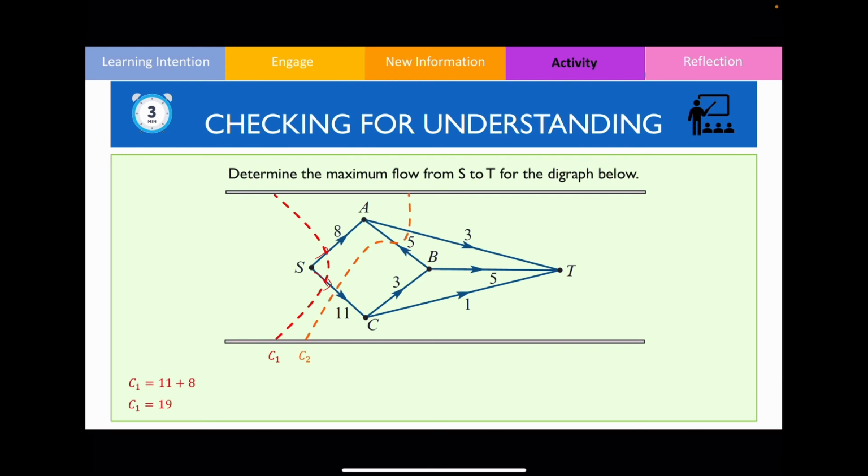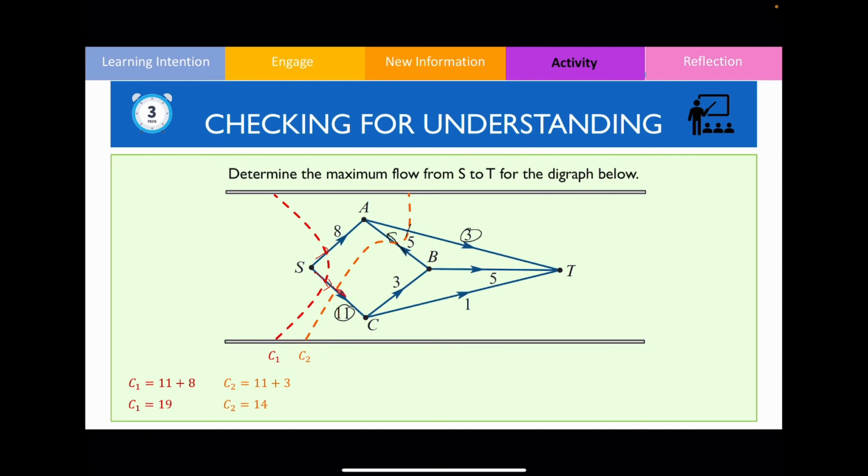To find out the value of cut number 2, we will add the value 11 in this case, because it moves from left to right again. However, when you go through the second edge over here, because the flow is moving from right to left in this case, we do not include the value 5 in the capacity at all. But when it goes through the third edge, the flow does move from left to right. So we'll be adding the values 11 and 3 to find the capacity of cut number 2. Therefore, that has a capacity of 14.